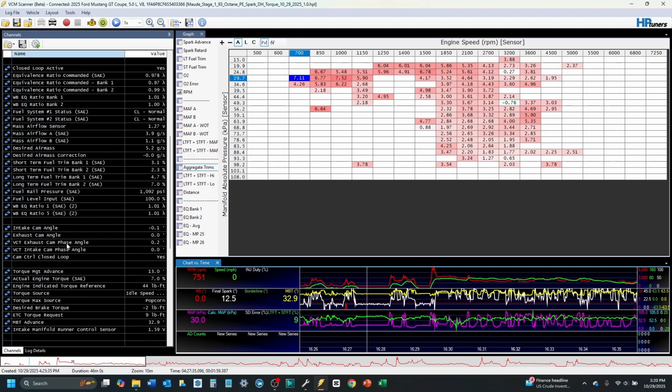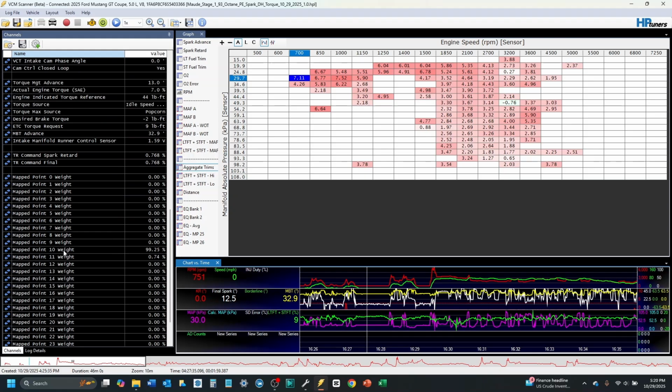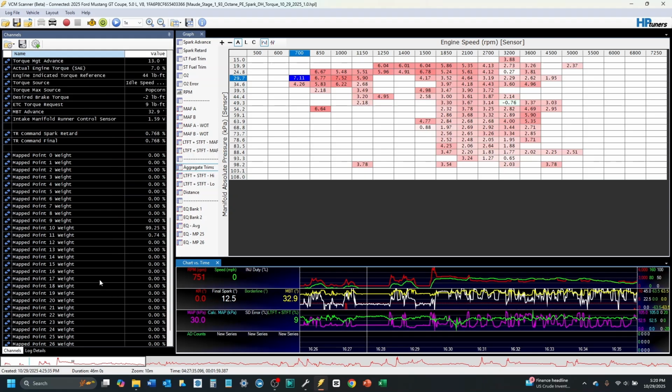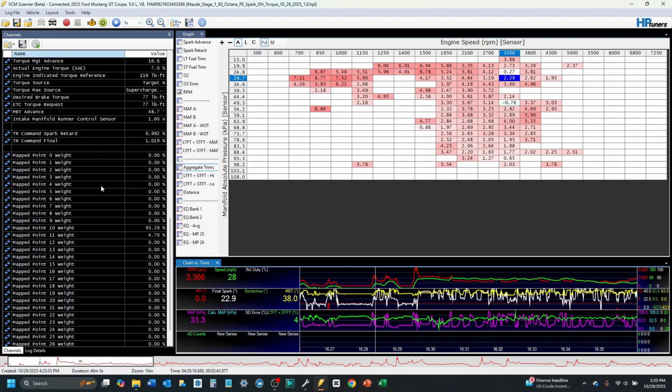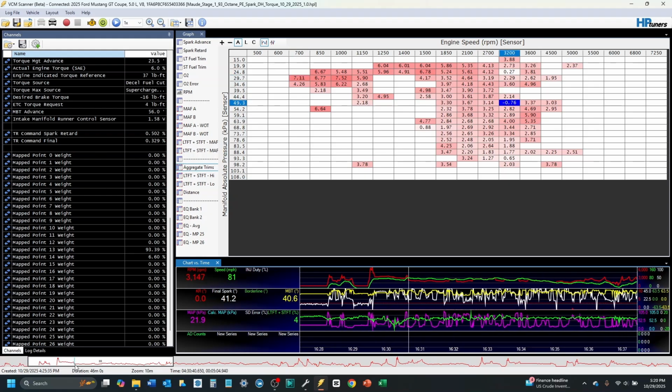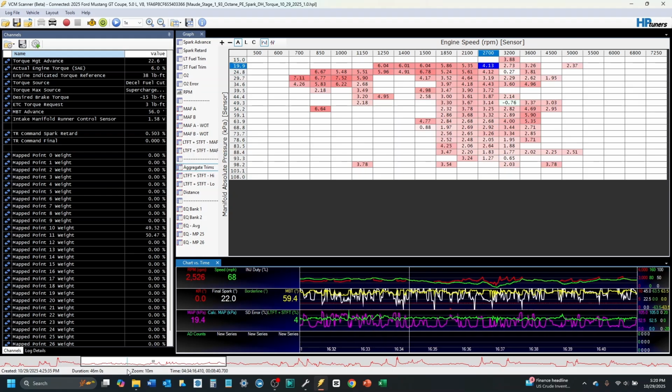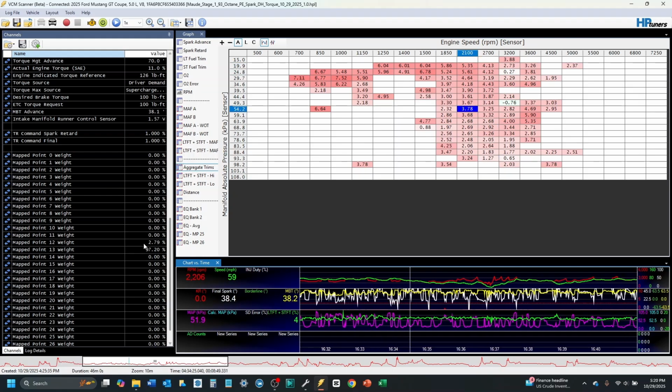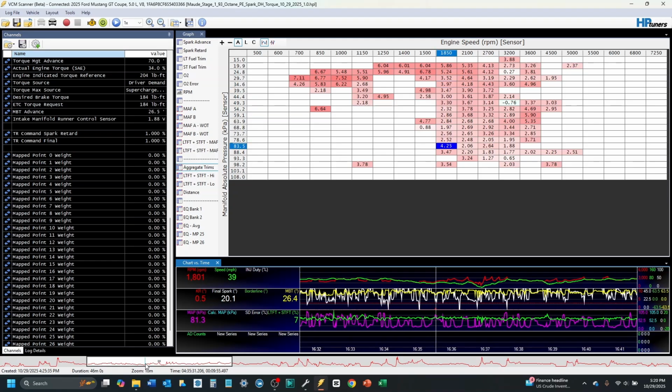Now, if I go down here, you can see as I move through the log, keep an eye on these mapped weights. See how it moves around and dances? Like here's a point where 13 was involved, 97%, but 2% of our calculations are coming from map point 12.